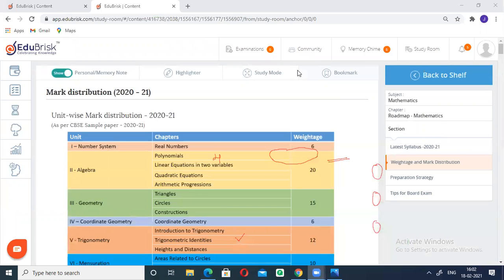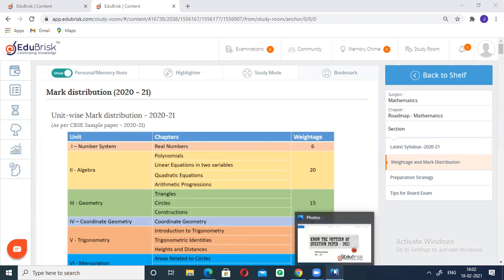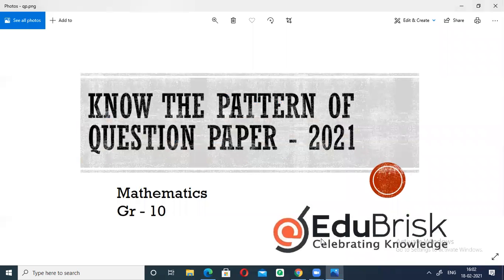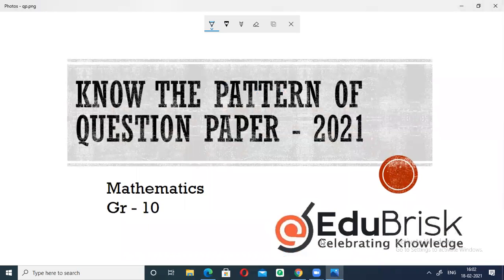I hope you have got an idea about what is coming in this year's examination, what the pattern of the question paper is, and what the weightage is for each topic or unit. This will help you prepare better for the examination. In the coming sessions, we will take each chapter and discuss the important topics of these chapters.